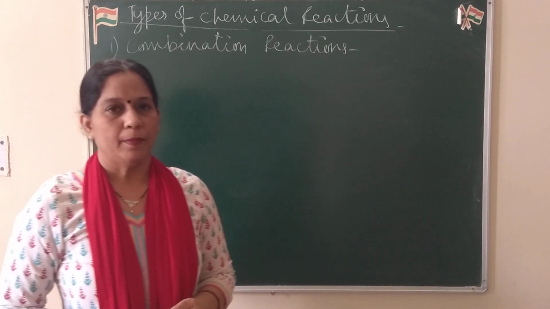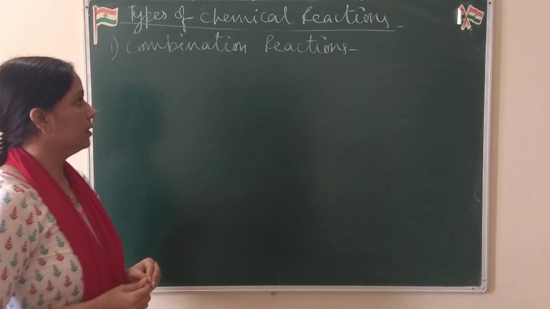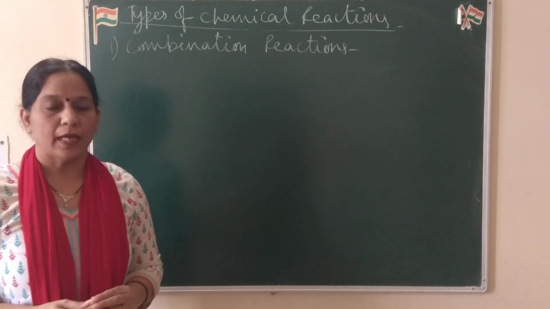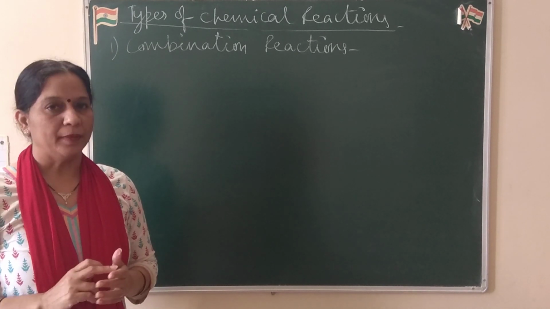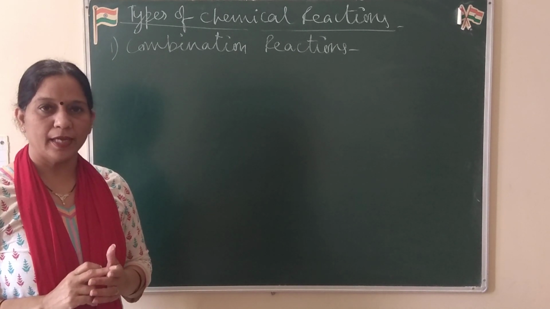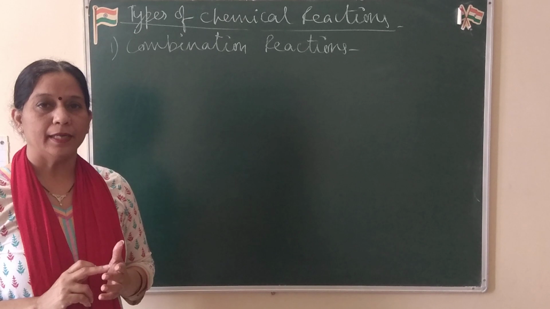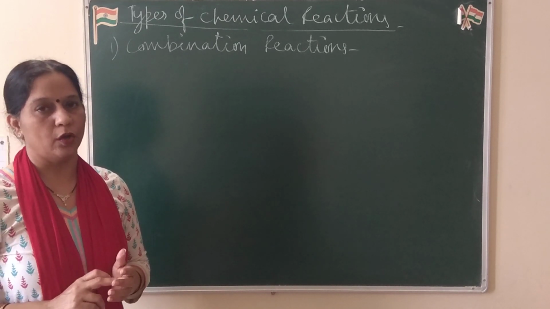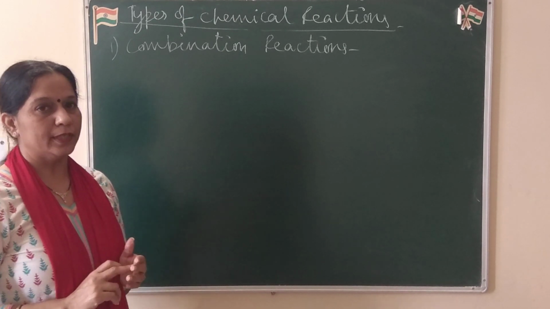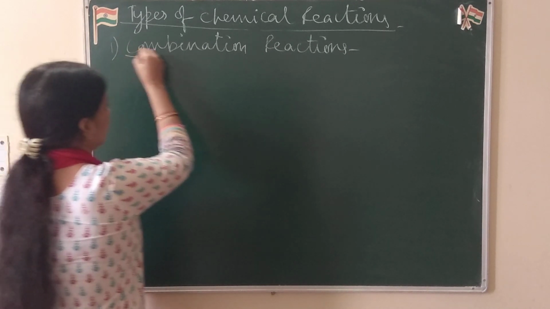Today we will study the types of chemical reactions. Chemical reactions are of 5 types: combination reaction, decomposition reaction, displacement reaction, double displacement reaction and redox reactions. So first of all we will start with combination reaction.